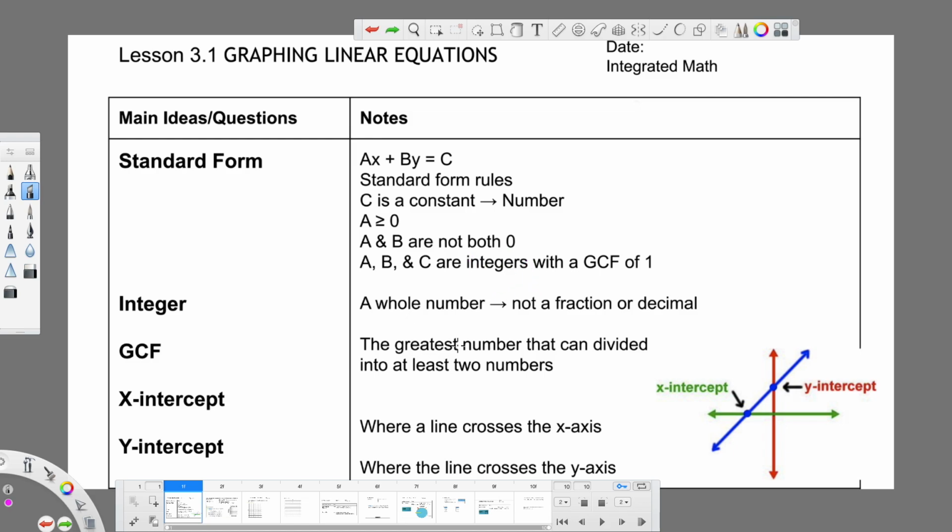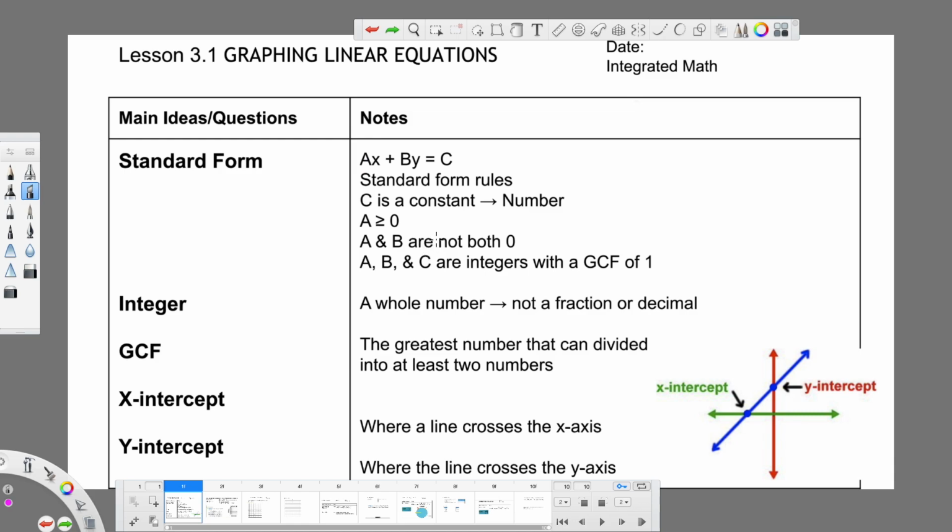The greatest common factor is the greatest number that can be divided into at least 2 numbers. That's what we were just looking at. In this case, it's probably going to be 3, but if by chance B was 0, now we only have 2 numbers. If A was 0, now we only have 2 numbers. So it just depends. It's at least 2 numbers.